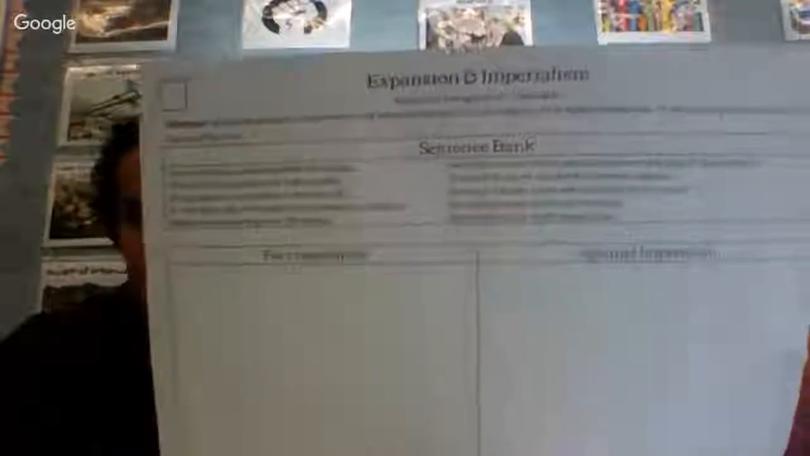Please go ahead and pause the video right now. Have the students complete this. Make sure that they put each one of these in one of the sections, whether it's for or against imperialism. Once you are done, then come back. Pause this now. Give them some time to work.